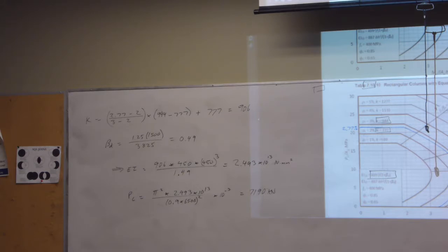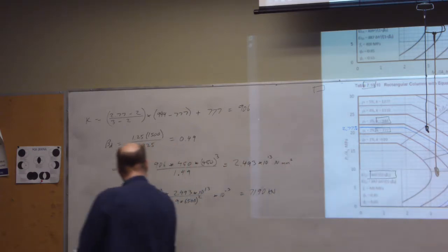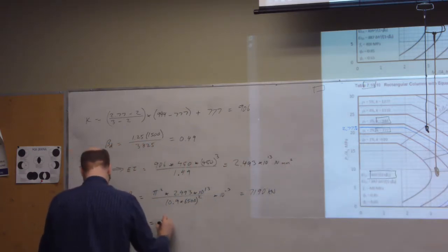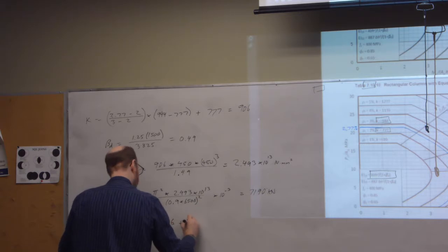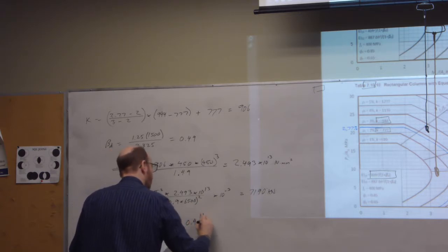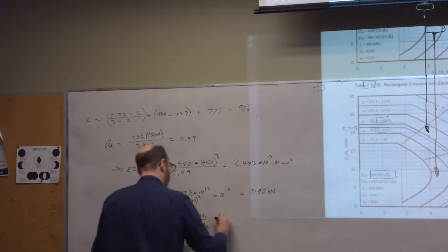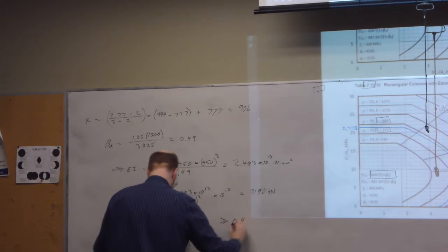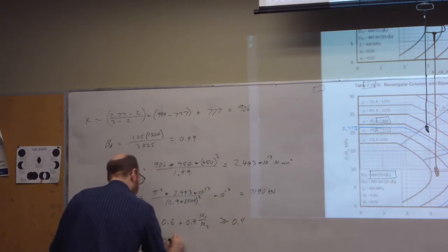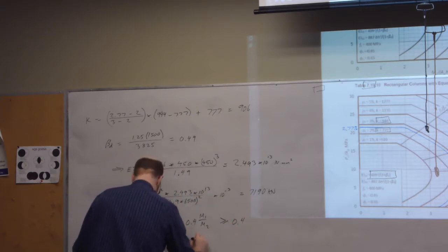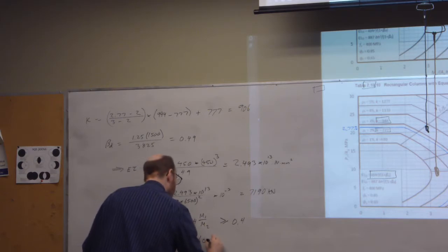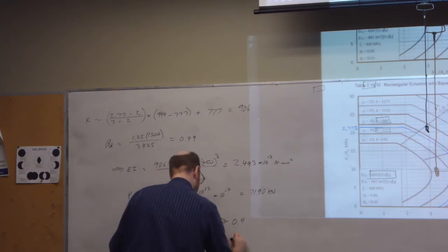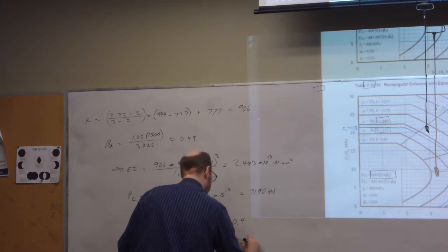Okay, in addition to Pc, we also need Cm. So our Cm calculation: 0.6 plus 0.4 times our M1 to M2 ratio. And of course, this has to be greater than 0.4. Next, we plug in some values here, 0.09. This works out to be 0.636.